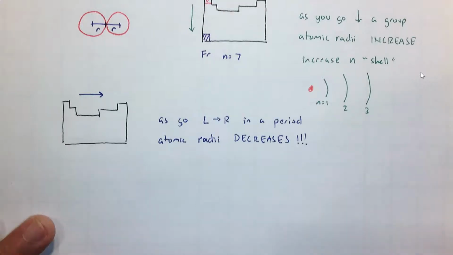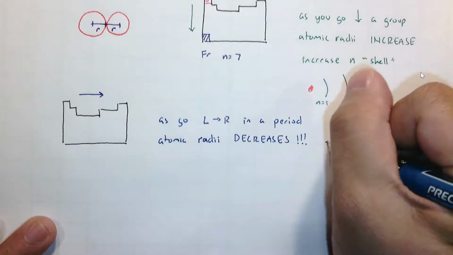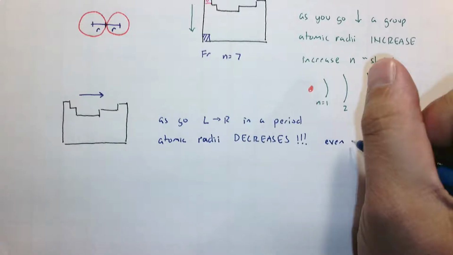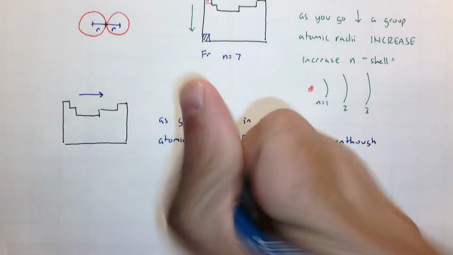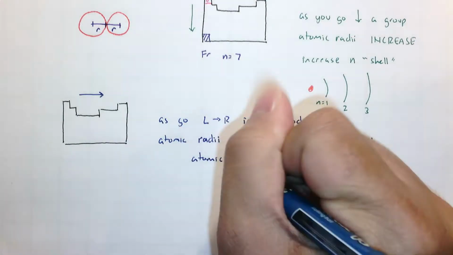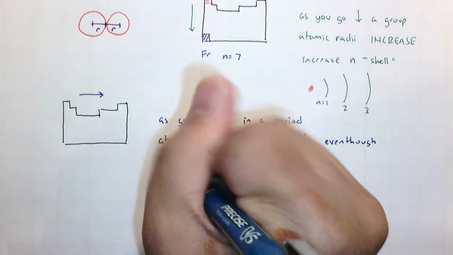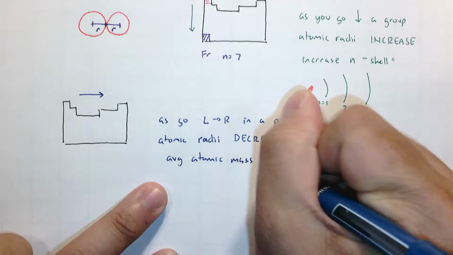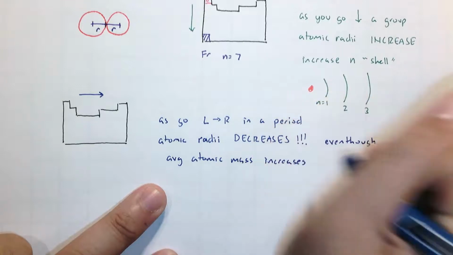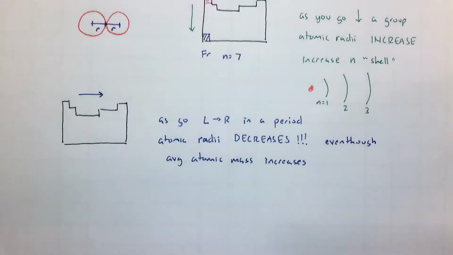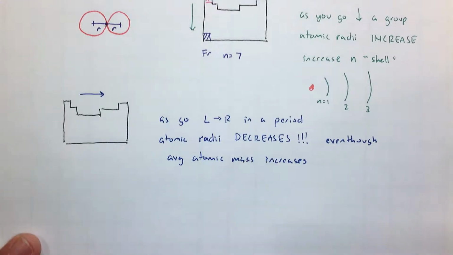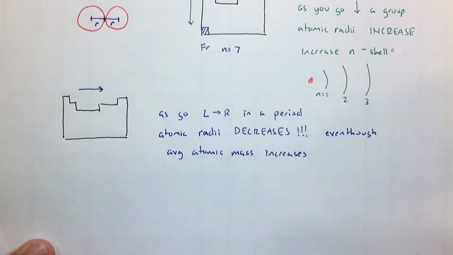That's surprising because the radii decreases even though the atomic number and the atomic mass increases. Actually, let's not worry about the atomic number. The average atomic mass increases. You see the discrepancy there. It's getting heavier, more massive, but the radii is actually decreasing. It's getting smaller. The size is getting smaller.